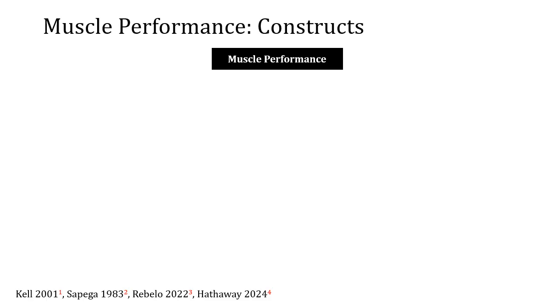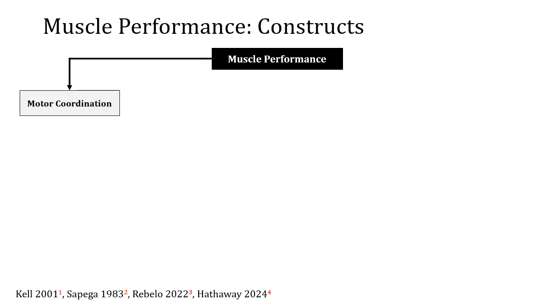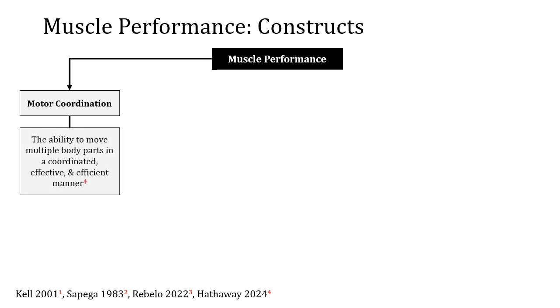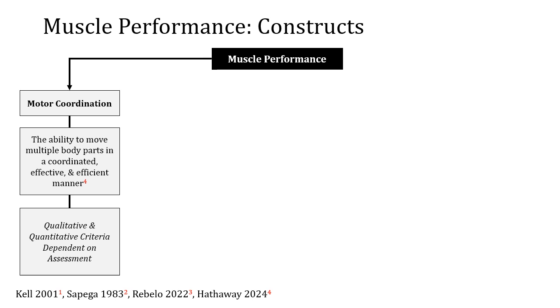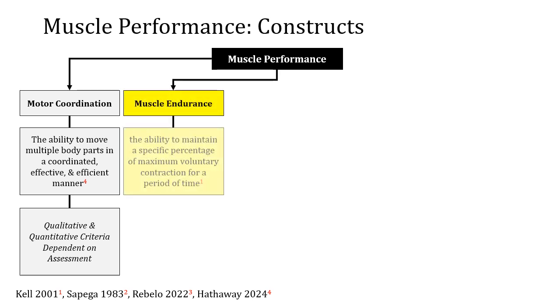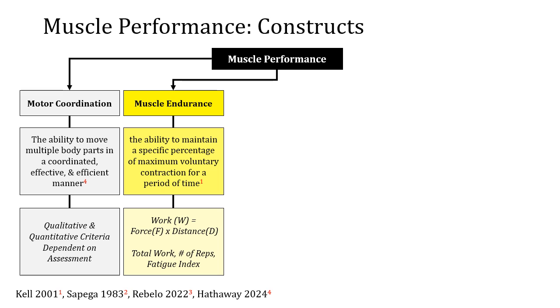Okay, so muscle performance is a rather broad term, so let's start with some operational definitions. This includes motor coordination, which is the ability to move multiple body parts in a coordinated, effective, and efficient manner. This is utilized predominantly qualitatively in the clinical setting, but can also be quantitative with the right equipment. The second is muscle endurance, which is the ability to maintain a specific percentage of maximal volitional contraction over a period of time. We usually quantify this in work or total work or number of reps. You can also quantify someone's fatigue index over time.